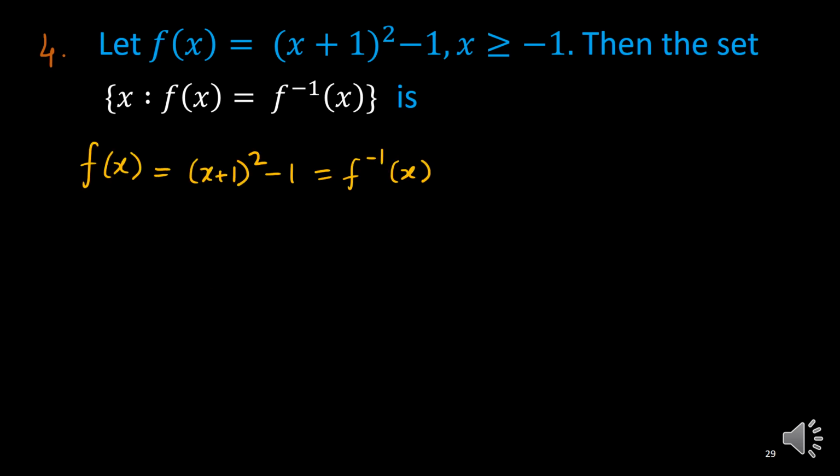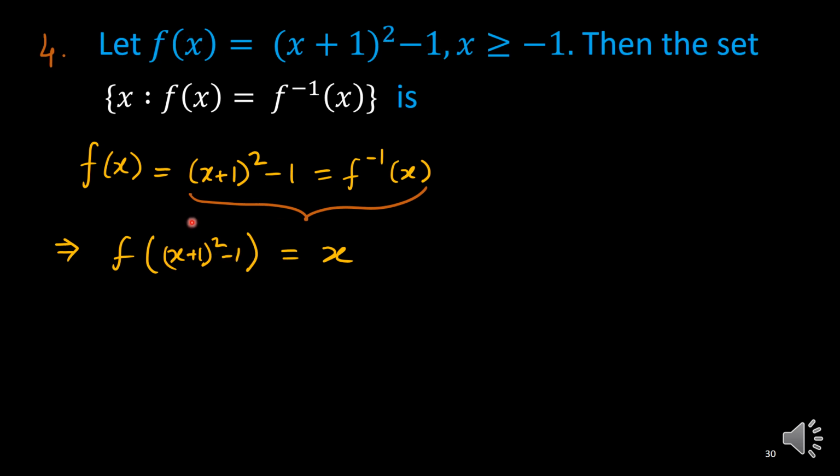Okay, now see what I can do. So this is your f of x: x plus 1 whole square minus 1. That should be f inverse of x. Right? As this one equals f inverse x, from here what you can write? F of this part should be equal to x, because this is equal to f inverse x. What is the meaning of this? F of this one, so here I should replace x by x plus 1 whole square minus 1 everywhere. Here I will get this function.